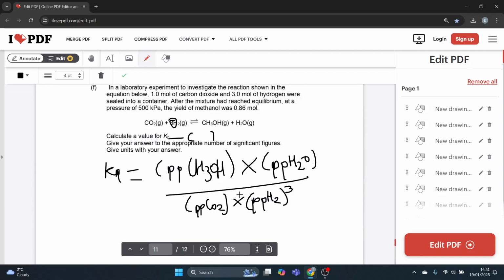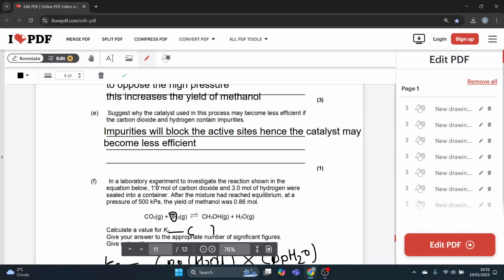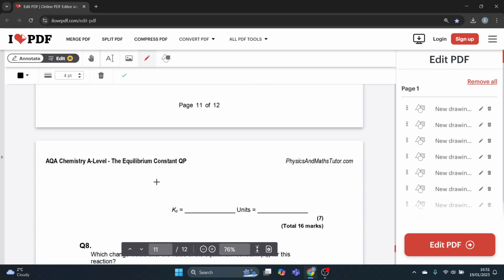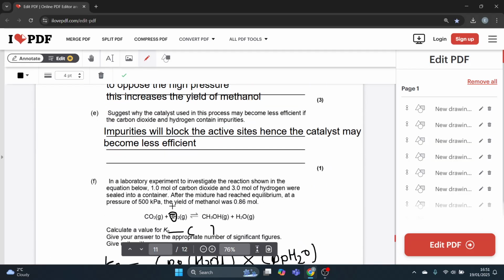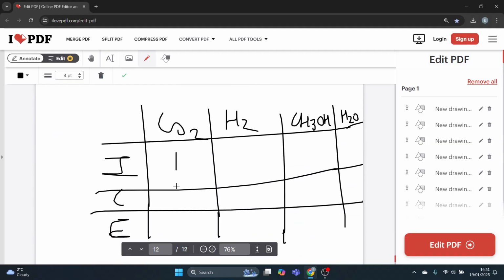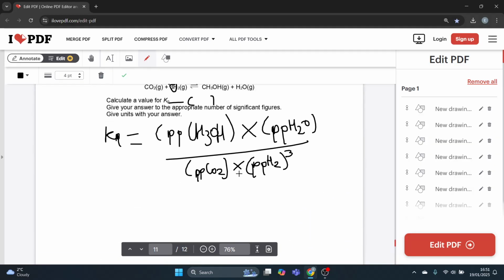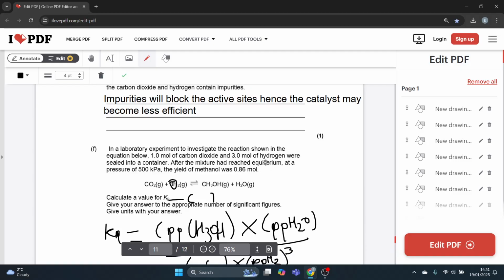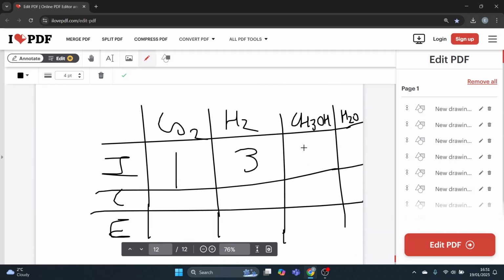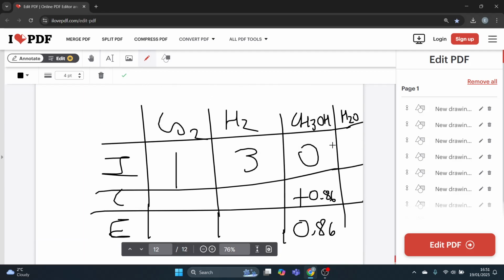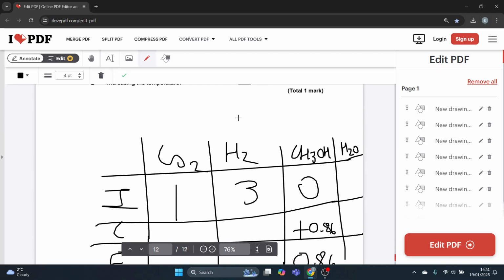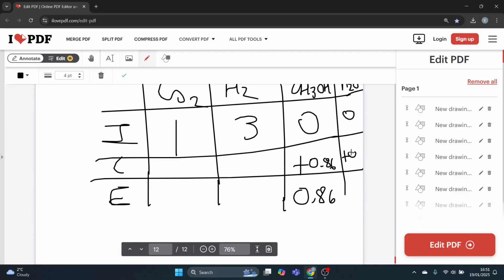And it tells me initially I've got 1 mole of carbon dioxide and 3 moles of hydrogen, yeah. And then it says, after the mixture reached equilibrium, so these are the equilibrium moles, the yield of methanol is this many moles. So for methanol, I've gone from 0 to 0.86 moles. So I did 0.86. Therefore, with H2O, these are 1-to-1 molar ratio, that's also going to be 0.86.